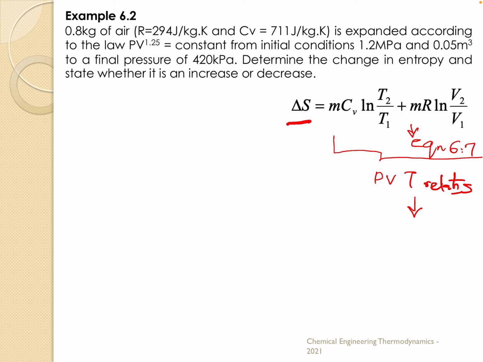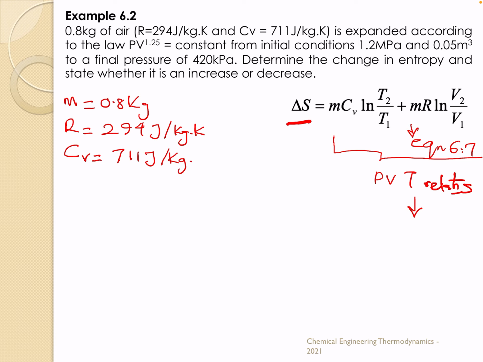0.8 kilogram of air. So we've been given the mass of air to be 0.8 kilograms, and R value to be 294. Remember, we've always said be mindful of the unit. We've also been given CV equals 711 joules per kg Kelvin. It is expanded according to the law. Once you see a PV relationship that has an N value, that tells you it's a polytropic process.